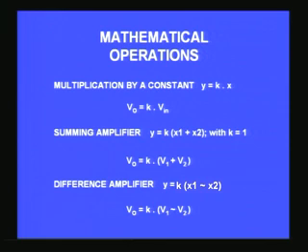So the output voltage will be a constant multiplied by the two inputs, V1 plus V2 in a typical case. You can have more than two inputs also, multiple inputs in principle. The only condition is that the output voltage has a limitation in terms of the VCC supply, the plus and minus power supply voltages of the operational amplifier.